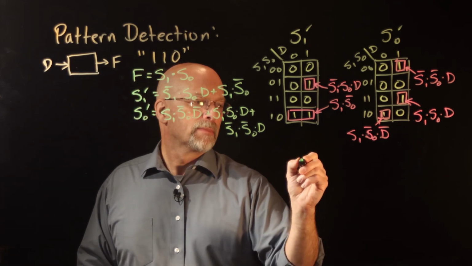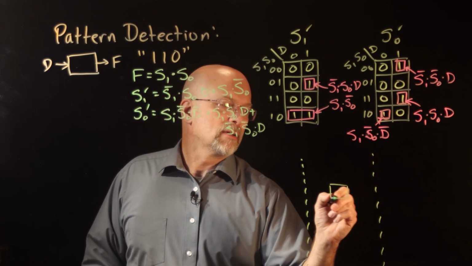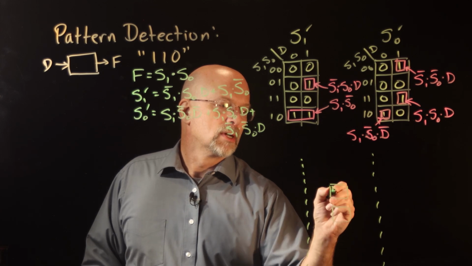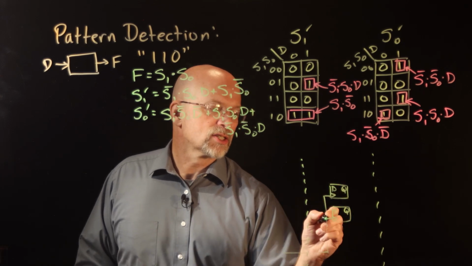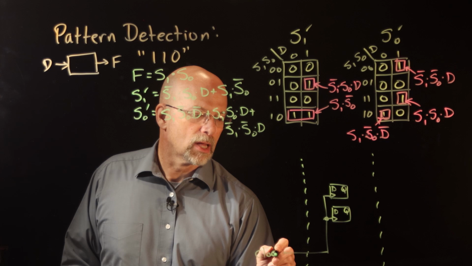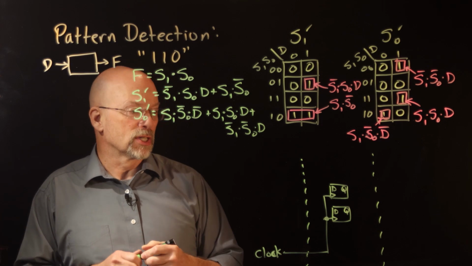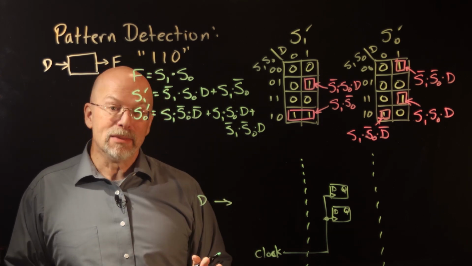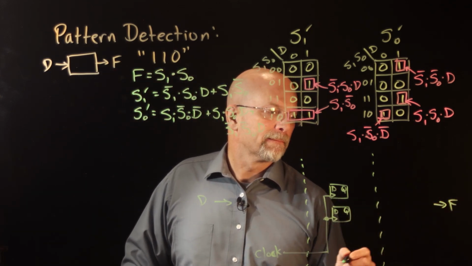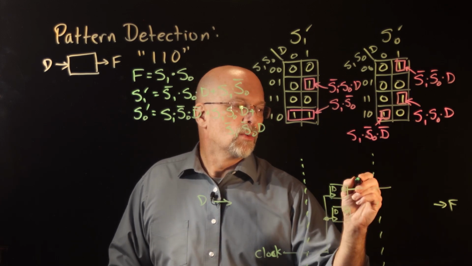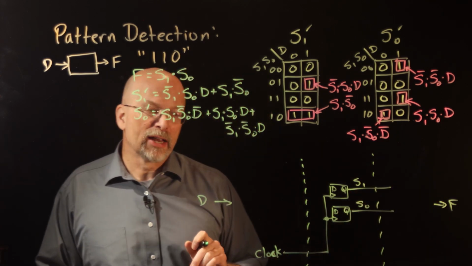So in the middle here, remember, we need our 2 D flip-flops. So we'll have 2 D flip-flops, D clock Q, D clock Q. We will attach the clocks together and have that run into a system clock. Now remember, the system clock is going to be in sync with the bits as they come into our system. In other words, every time we get a new D bit, we're going to get a clock pulse. All right. And then we have our output F. Now, one Q is going to be S1, the other Q is going to be S0. Together, they're going to define our output logic.